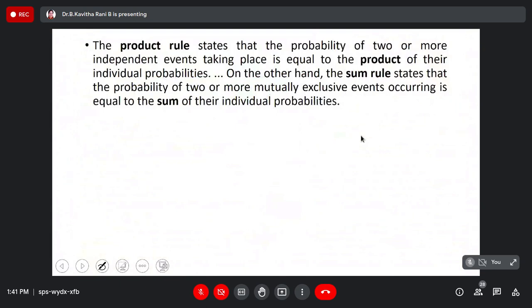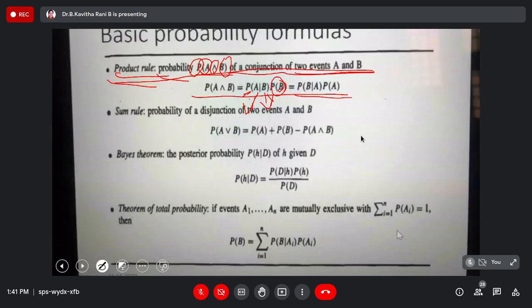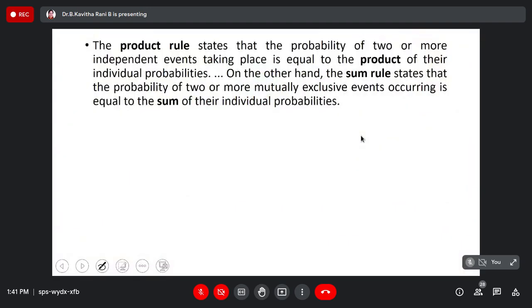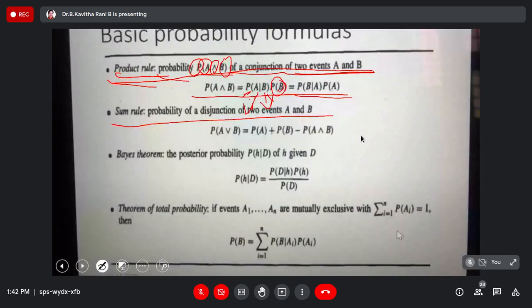In the same way, the sum rule. So you can see here the sum rule. What is the sum rule? The sum rule states that the probability of two or more mutually exclusive events occurring is equal to the sum of their individual probabilities. So here, probability of A or B is equal to probability of A plus probability of B minus probability of A and B. So this is the formula which we are using for the sum rule.